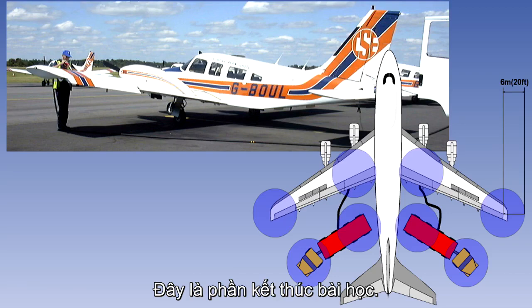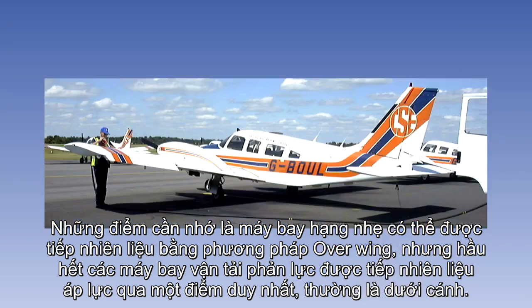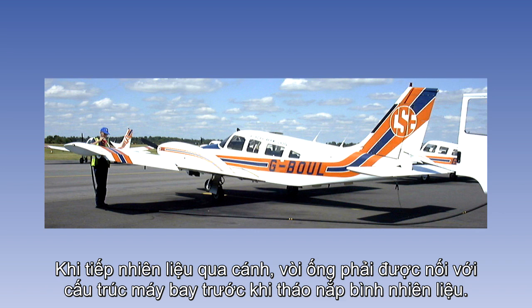That is the end of the lesson. The points to remember are that light aircraft may be refueled by the overwing method, but practically all transport jet aircraft are pressure refueled through a single point, normally under the wing. When overwing refueling, the hose nozzle must be bonded to the aircraft structure before removing the tank filler cap.